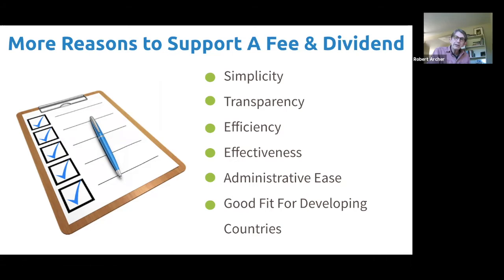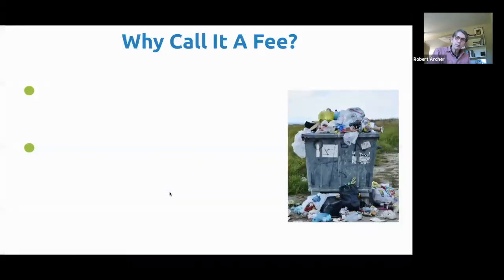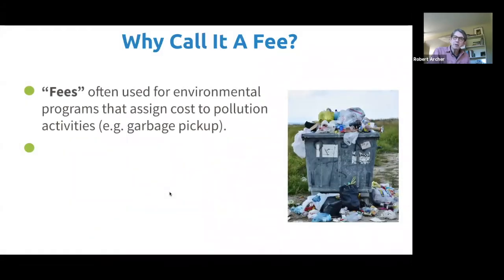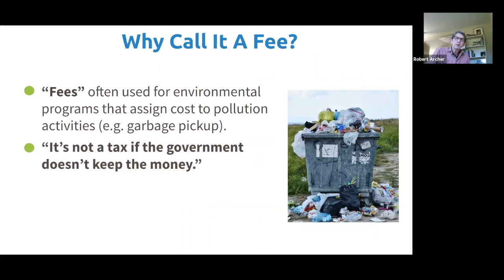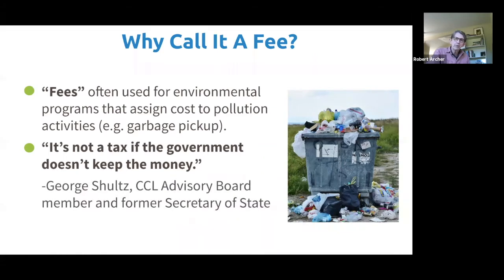Why call it a fee? You've probably heard the charge that it's the same as a tax, but a fee is an appropriate term. It's commonly used for environmental programs that assign costs to pollution activities like garbage collection. But maybe the best reason comes from George Shultz, a CCL advisor and former Secretary of the Treasury to President Ronald Reagan, when he told CCL that it's not a tax if the government doesn't keep the money.